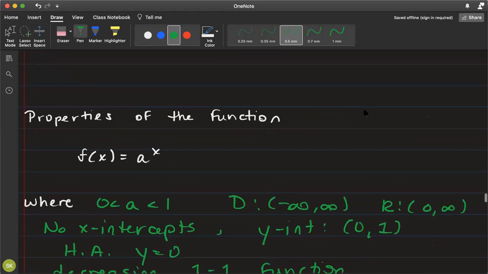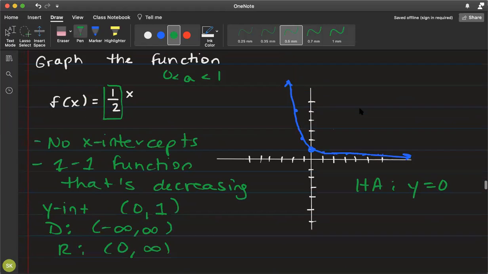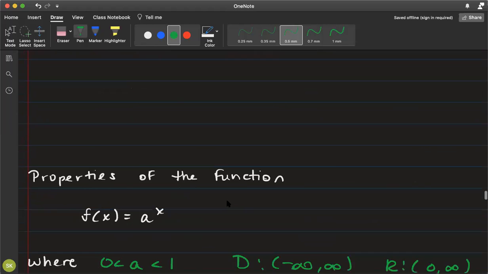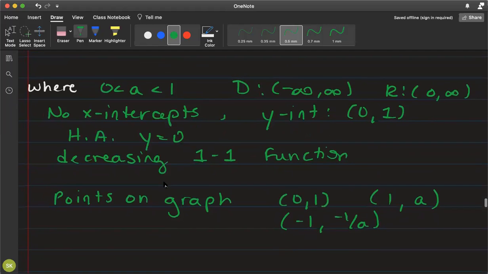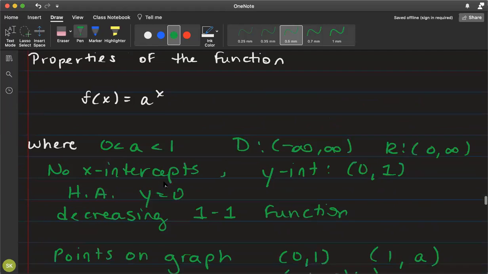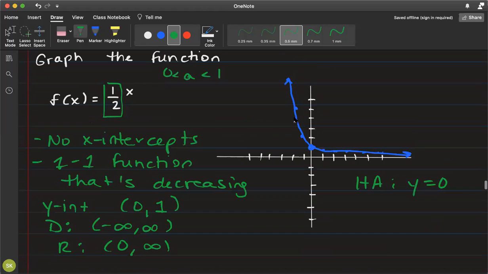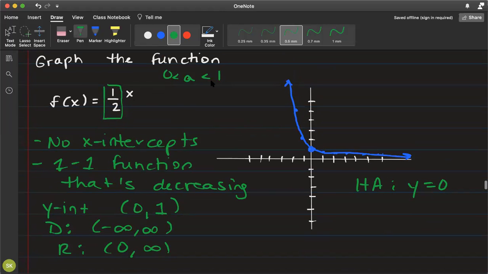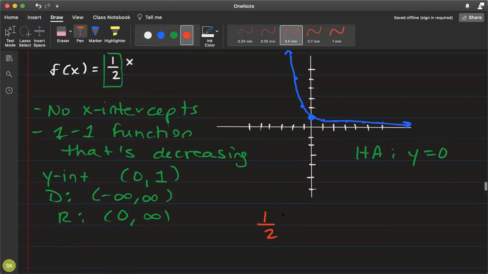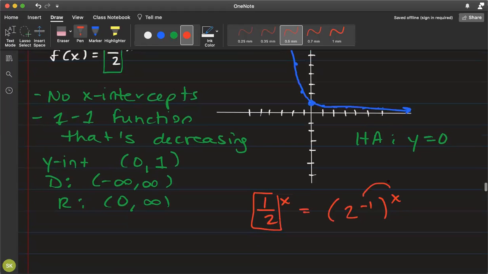Okay, before we move on, we actually don't need to memorize all of this stuff down here, because I'm going to show you a quick little trick. I mentioned it before. All you really need to know is the properties of a to the x when a is greater than 1. And the reason for that is that (1/2) to the x is equal to (2 to the negative 1) to the x, because 1/2 is the same thing as 2 to the negative 1. So you can multiply these two together and you get 2 to the negative x. So y is equal to 2 to the negative x.